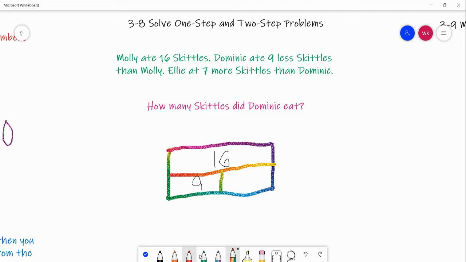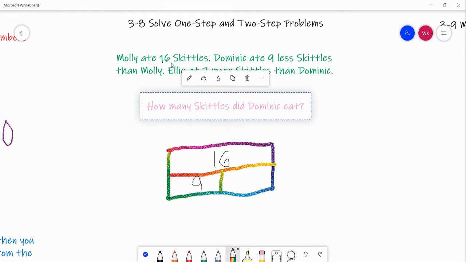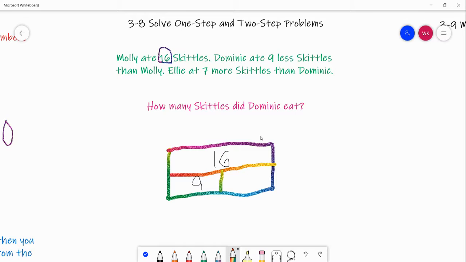What I always do in story problems is circle or box the numbers that I'm going to be using in my problem, right? So we have Molly ate 16. You can even write it down on the sides. You could do an M for Molly. Molly ate 16 Skittles. Dominic ate 9 less.